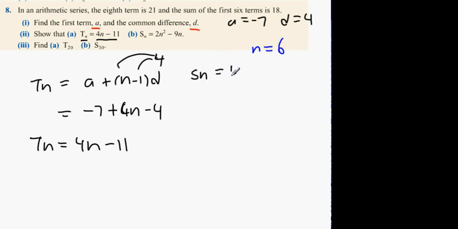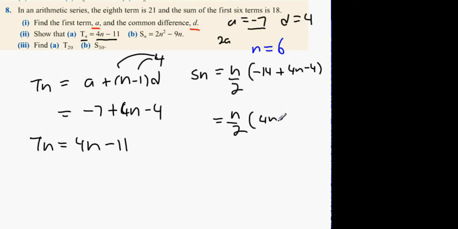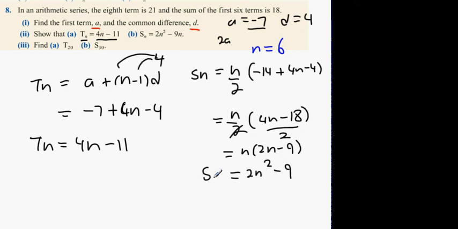Sn is n over 2 into 2 times a, which is minus 14, plus n minus 1 times d. And n minus 1 times d is n minus 1 times 4, which is 4n minus 4. And then what we're going to get here is n over 2 into 4n minus 18. They're both divisible by 2, so it's going to be n times 2n minus 9, because that's how I'm going to divide this here by 2. And then multiply it out, we're going to get 2n squared minus 9n. And that's what Sn is.